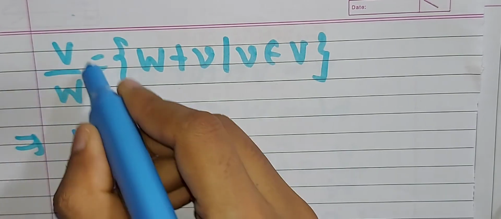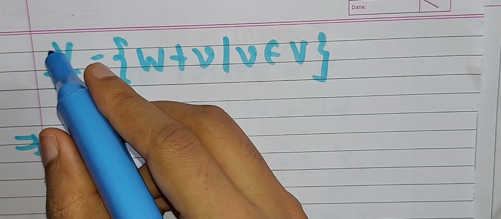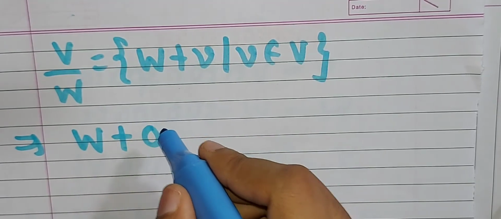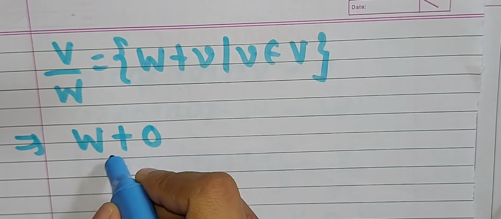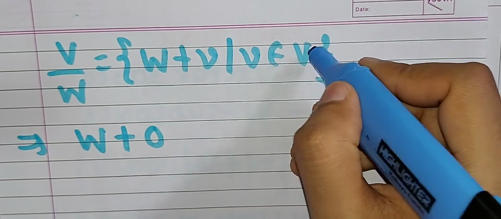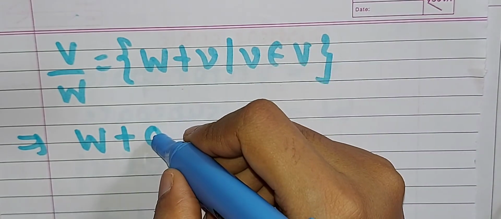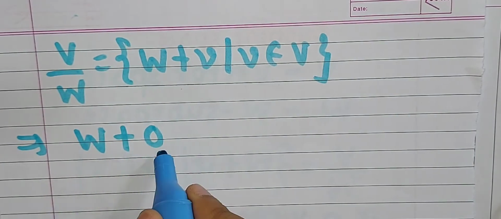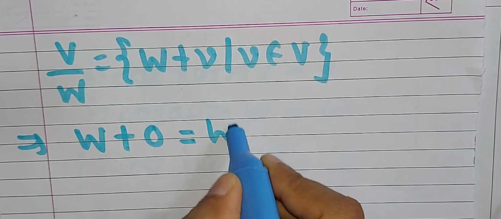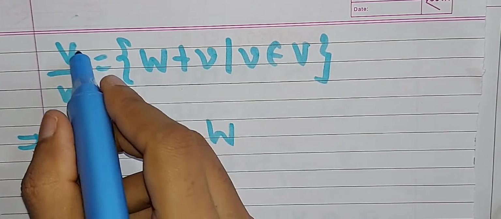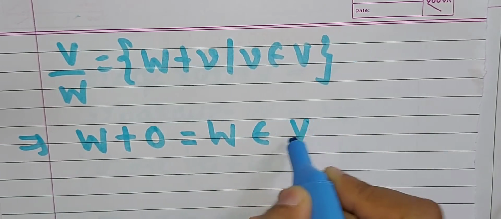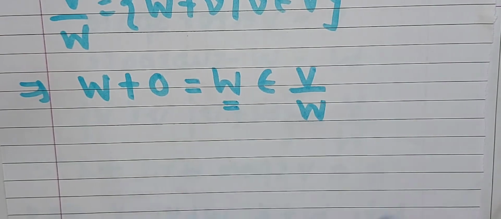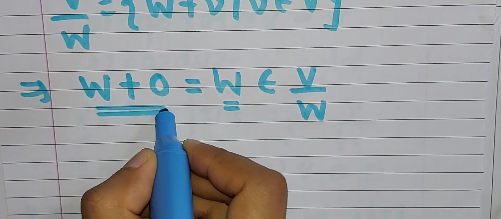Now to obtain the identity element of V by W, consider an element like W plus 0. Why do we take this 0? Because 0 represents the identity element with respect to addition, and V is our vector space, and a vector space contains a 0 element. Therefore we can write 0 in place of V. Therefore W plus V can also be written as W plus 0, and W plus 0 is nothing but W. So V by W has an identity element, and that identity element is either W or W plus 0.